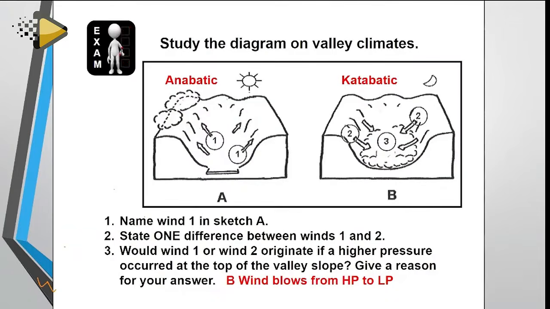Would wind 1 or 2 originate if a higher pressure occurred at the top of the valley? So it is clear that air is going to follow the pressure gradient. So which one is going to form when pressure is higher at the top of the valley? Because air follows the pressure gradient, it means the pressure is higher here. So it is clearly going to be wind 2 that is going to form there.